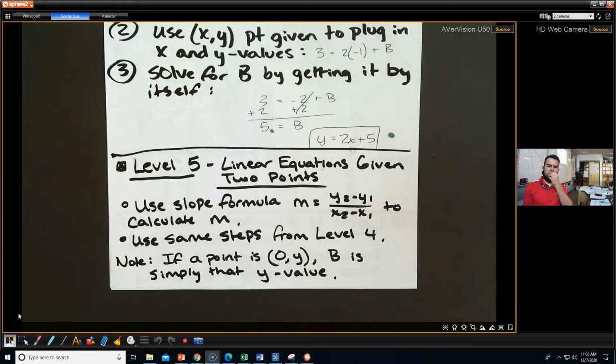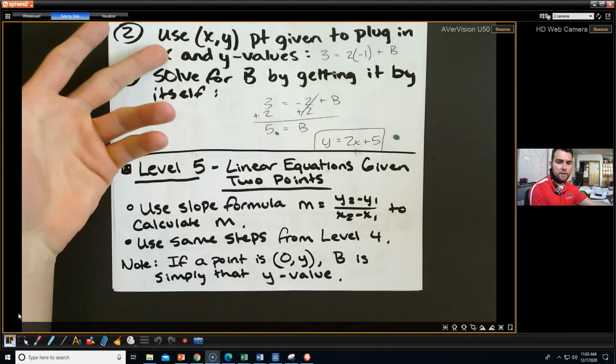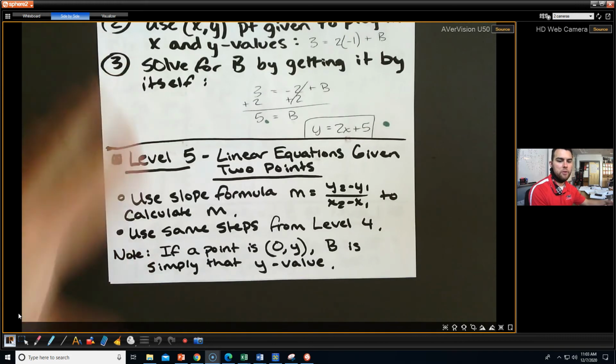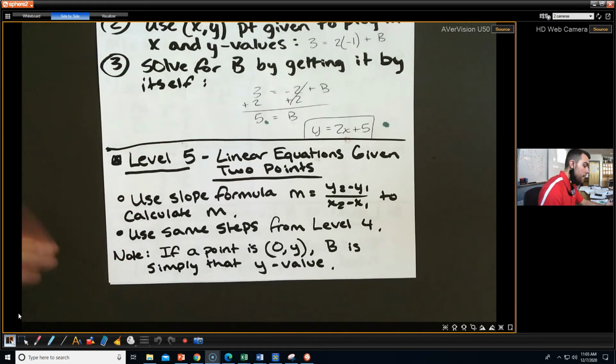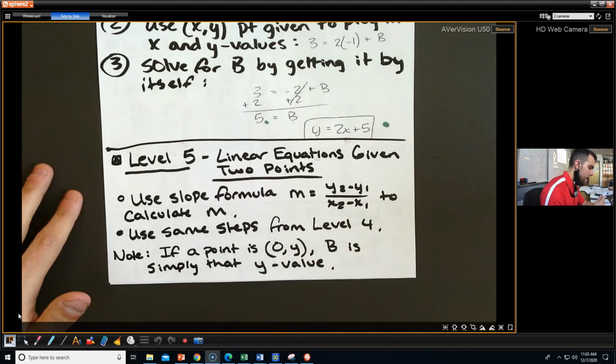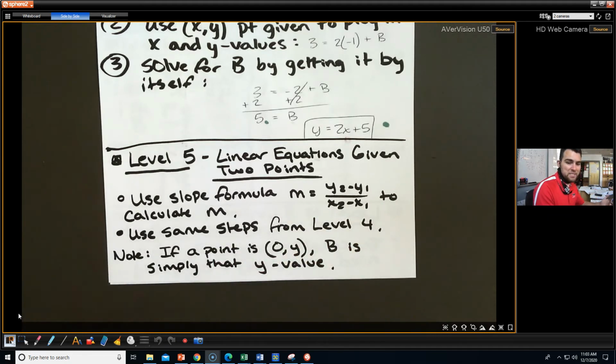Level 5 is linear equations, this time given 2 points. So we need the m, the b. Up here for level 4, we were given the m. This time, we're not given the m. But it's not a big deal because we have this handy-dandy formula to calculate m. So once you calculate m, it's really the same process as level 4.